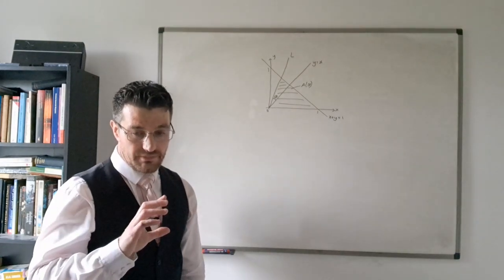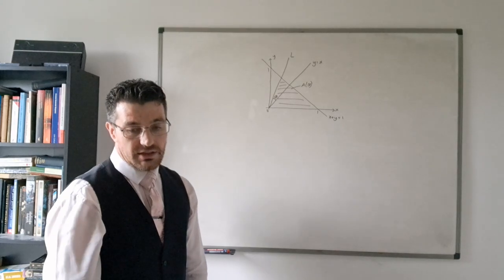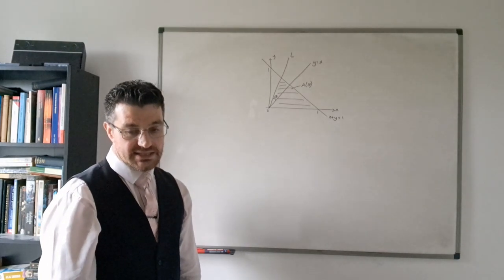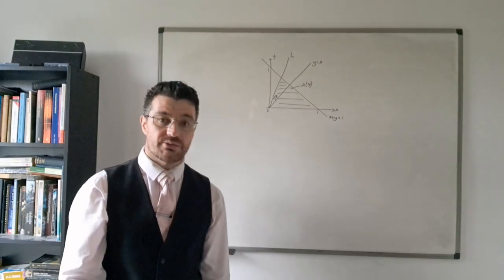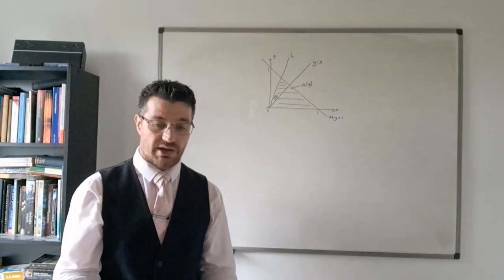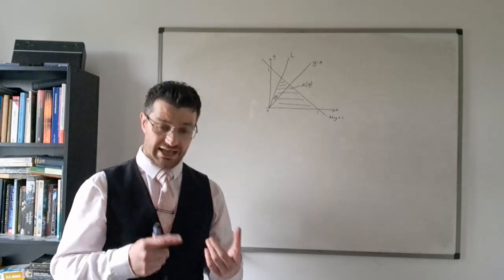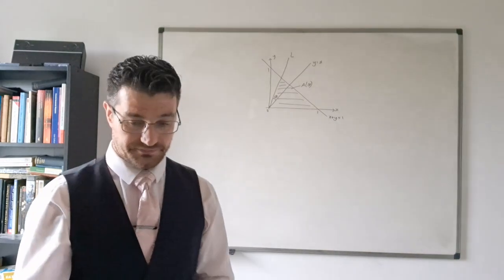Okay, so part A. Let 0 be less than theta less than 45 degrees, so we're dealing with positive values of theta here. Arguing geometrically, explain why A of theta plus A of minus theta is equal to a half.